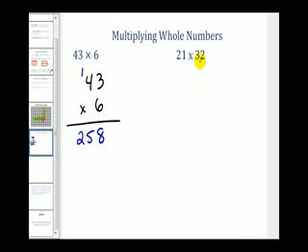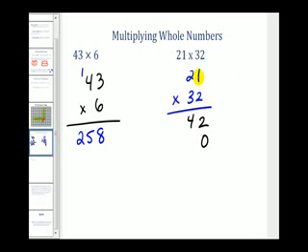Let's try 21 times 32. You can view this as two problems. We're going to multiply the 2 times the 21 and then the 3 times the 21. So we're going to have 2 times 1, that's 2, and then 2 times 2, that'll give us 4. Now we are going to multiply by the 3, but since this is in the tens column, we're really multiplying by 30. So what we have to do is add a 0 to the ones column, so this first product will be in the tens column.